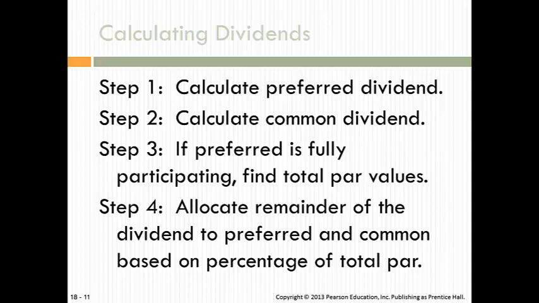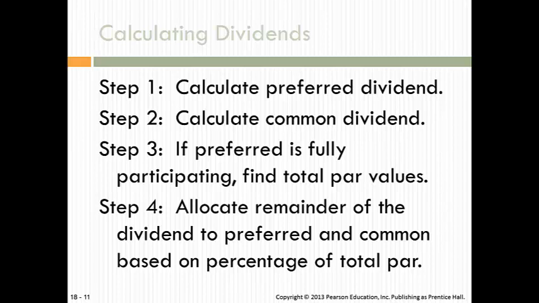First, we calculate dividends that go to preferred stockholders. Remember, preferred stockholders get dividends first. Next, if there's any dividends left, calculate the dividends that go to common stockholders. If there's still dividends left to allocate, go to step 3.